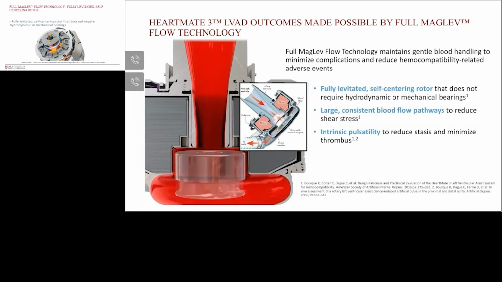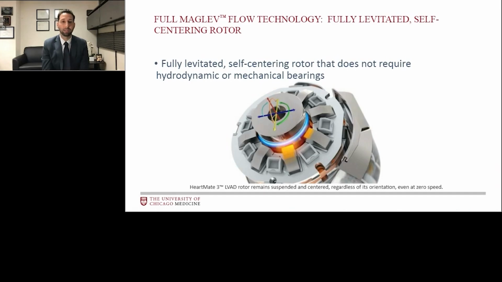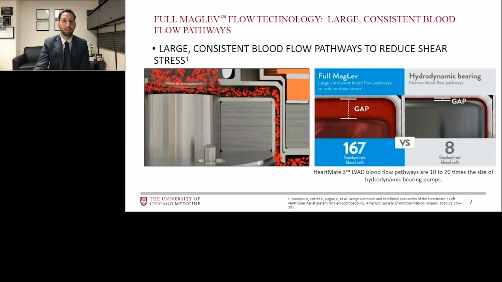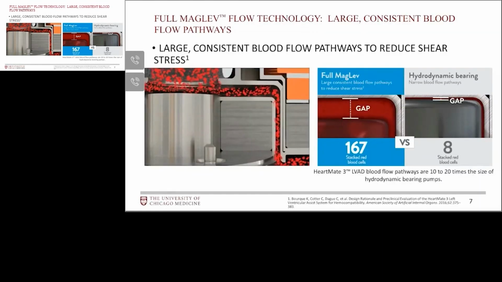So here you can see the fully maglev technology with a self-centering rotor. Because of the self-centering nature, we have these large and consistent gaps between the casing and the rotor itself that allow for better blood flow and less activation of the coagulation system. In the middle, you can see these large gaps for the HeartMate 3, with a much smaller gap for a hydrodynamic pump. These gaps can be up to 20 times greater for the HeartMate 3 compared to a hydrodynamic pump.